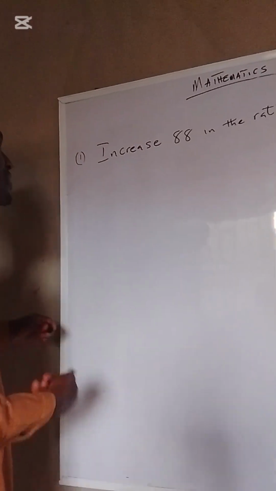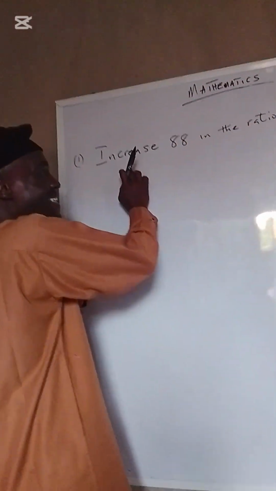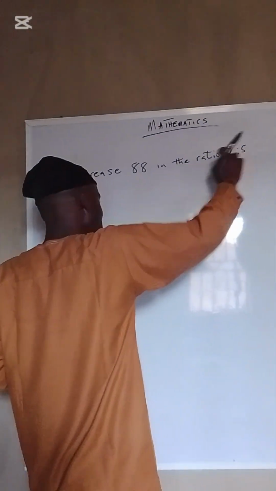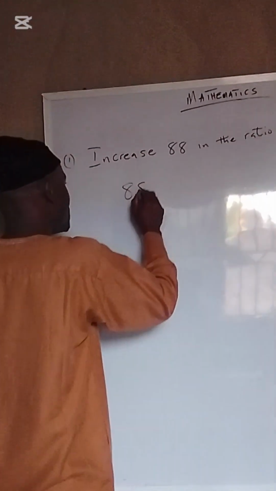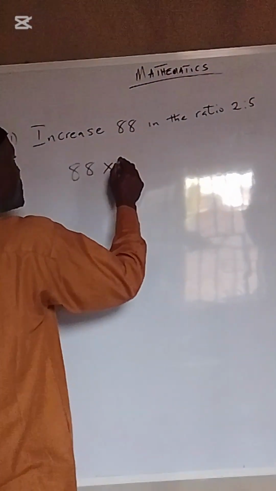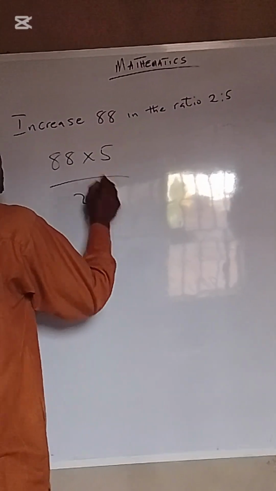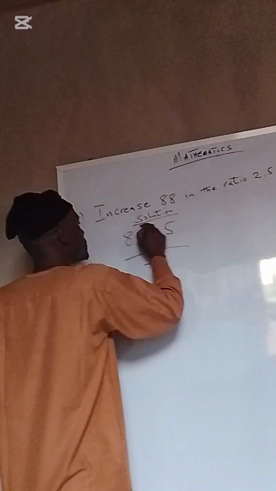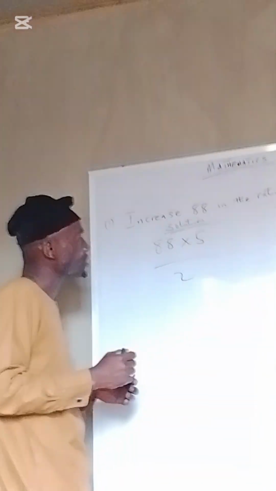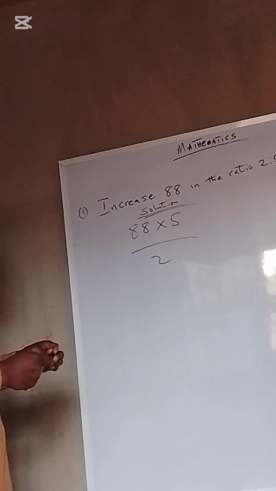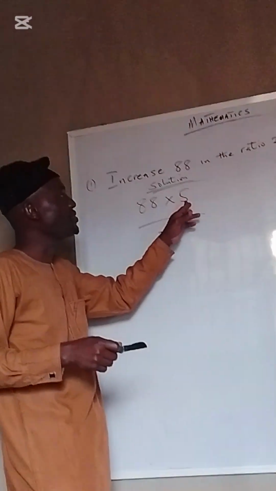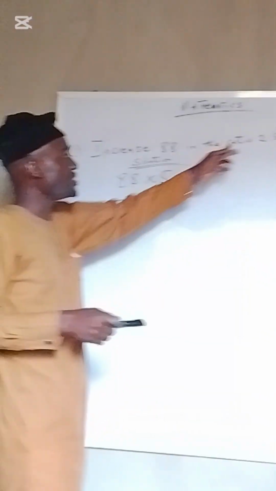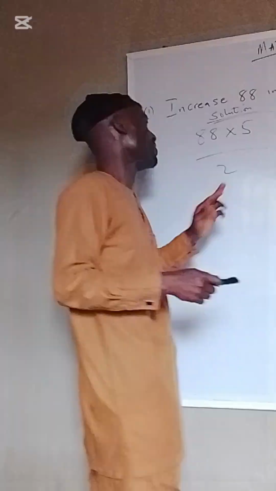Now, having known that, I told you that if it is increase, we are making use of the highest ratio as our numerator. That will be 88 multiplied by 5 divided by 2. Eighty-eight multiplied by 5 divided by 2. We are making use of the highest ratio for the numerator and the smallest ratio for the denominator.